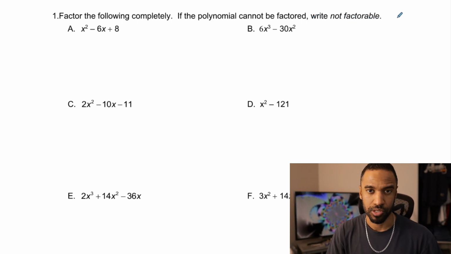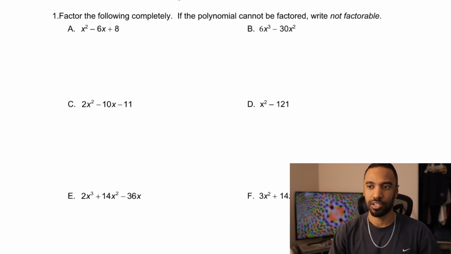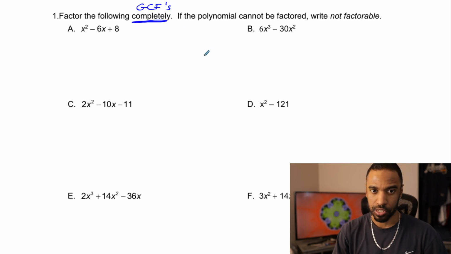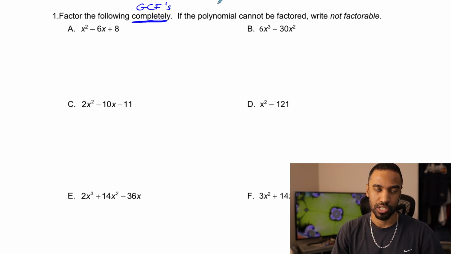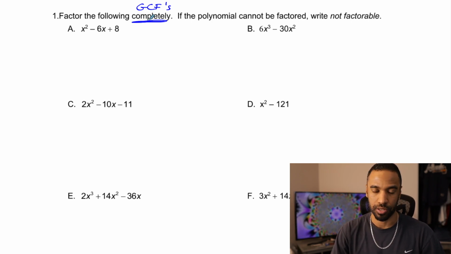Now, I haven't seen these problems yet. Some of them will be much easier than others. Depends on what's going on. But when they say factor completely, that means greatest common factors go out first. So GCFs, any greatest common factors must be included, and you really should begin with them. This isn't just a suggestion. This is almost a must. Not that you have to, but it's going to make life so much easier that you do.